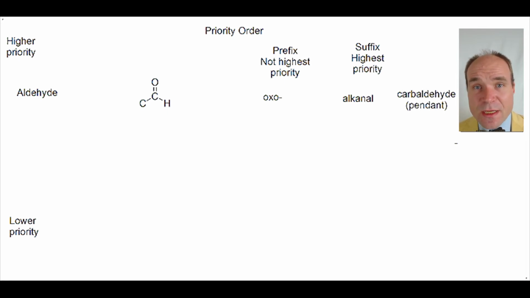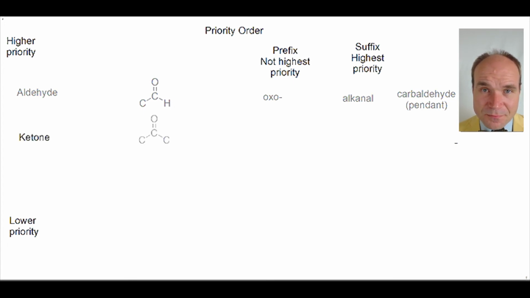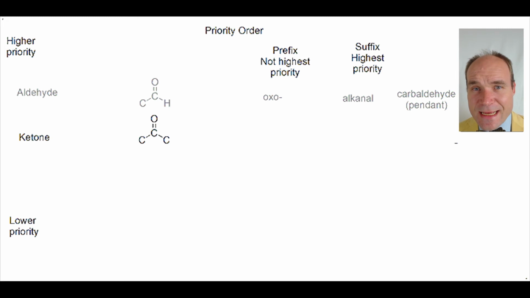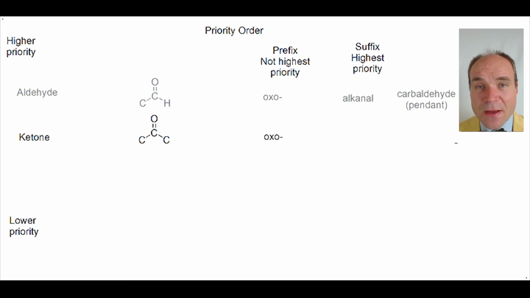From aldehyde, we go down in priority and next arrive at ketone. Where ketone isn't the highest priority functional group in your molecule, it, like aldehyde, is called oxo. But if it is the highest priority functional group in your molecule, well, now it's called alkanone.